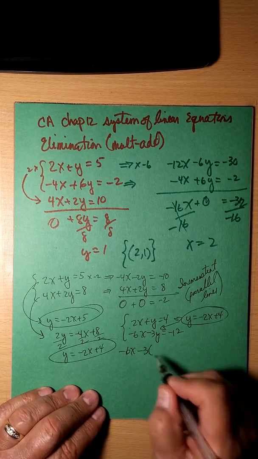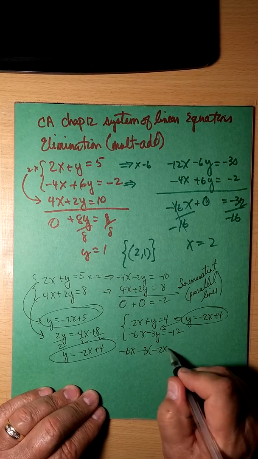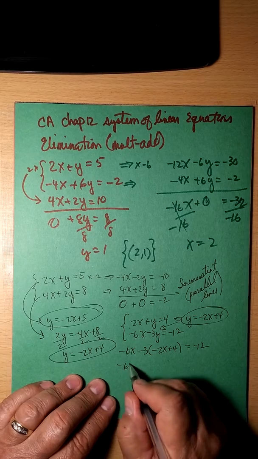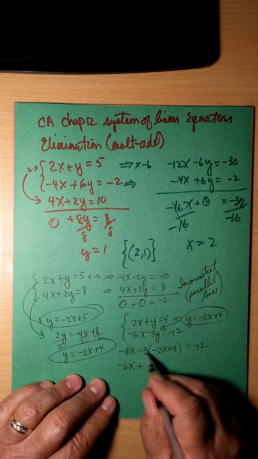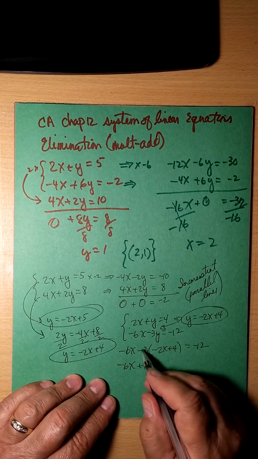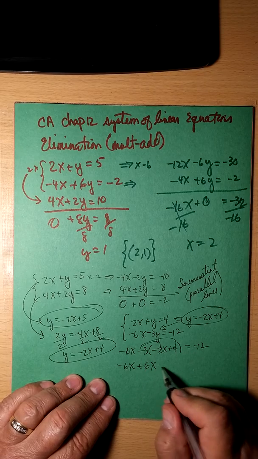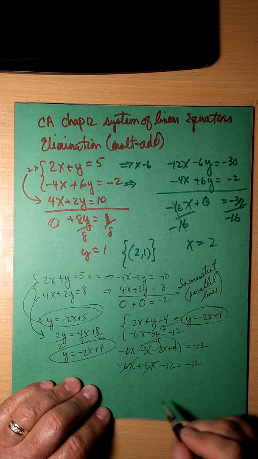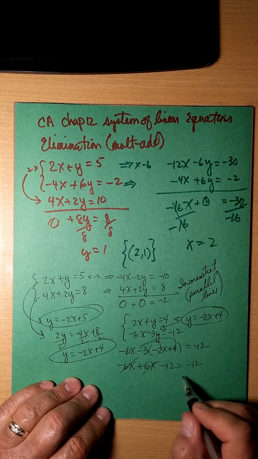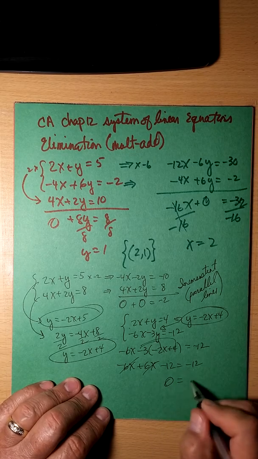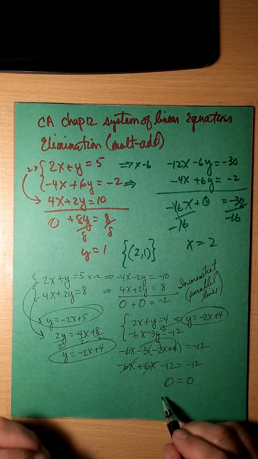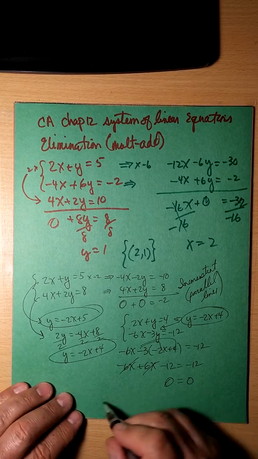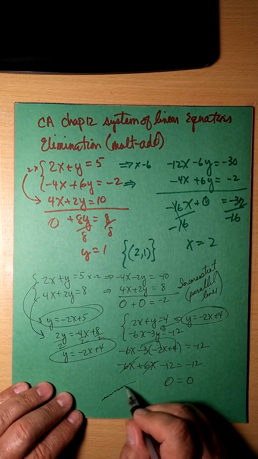-6x minus 3 times (-2x plus 4) equals -12. -6x plus 6x minus 12 equals -12. Well, these cancel, and if you add 12 to both sides, you get 0 equals 0. Well, that's always true. If something's always true, then it's really the same line.